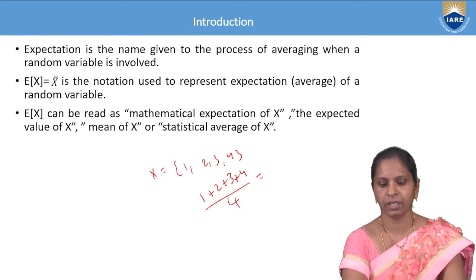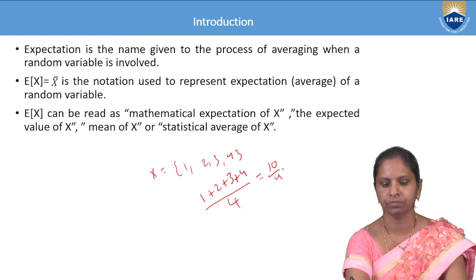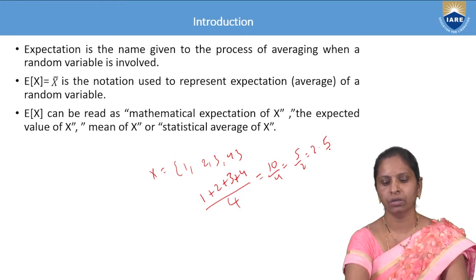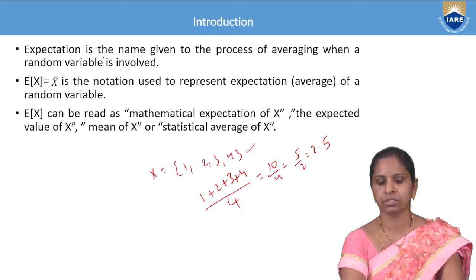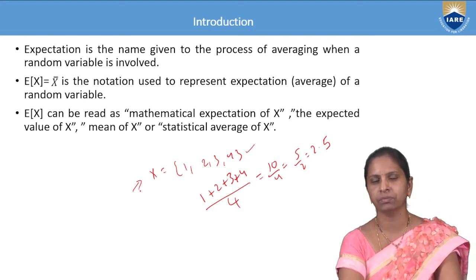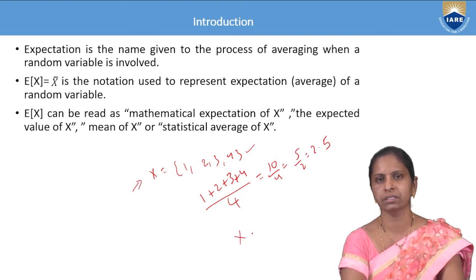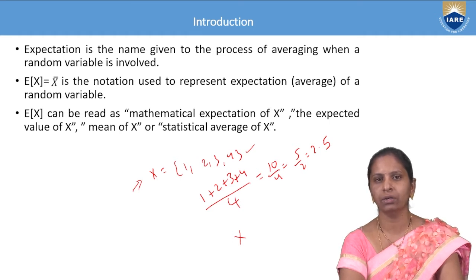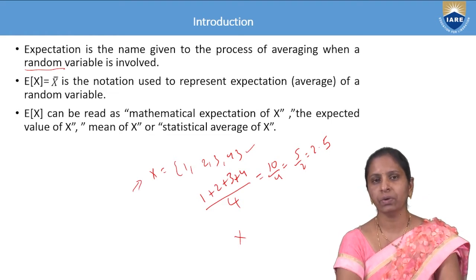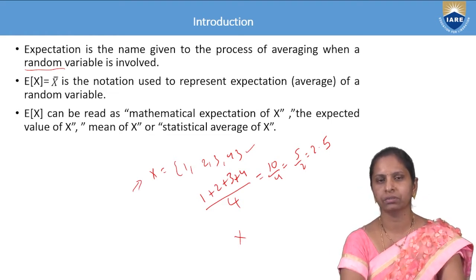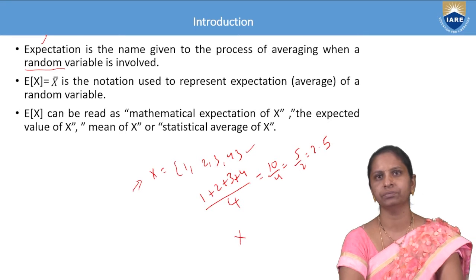Then what is the value you are going to obtain here? 1 plus 2 plus 3 plus 4 is 10, so 10 by 4. That is nothing but 2.5. So this is the average of the variable x. Next, what is expectation? It is also calculating the average, but the difference here, between the average of this variable x and the random variable, is that in the random variable the values are unknown. There is a difference between variable and random variable. So when you are calculating the average or the mean of the random variables, then it is called as expectation.